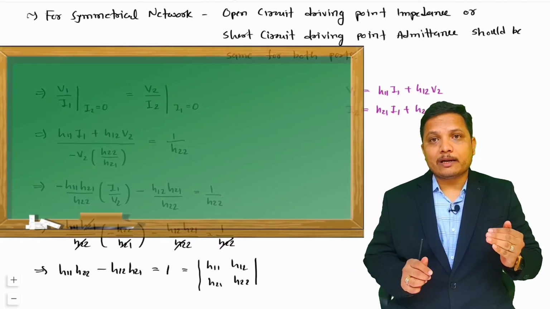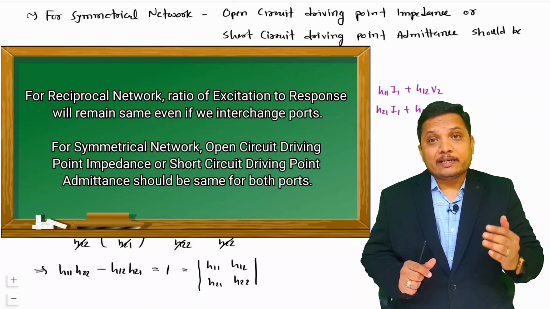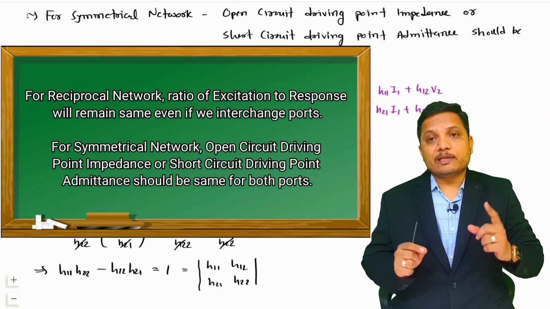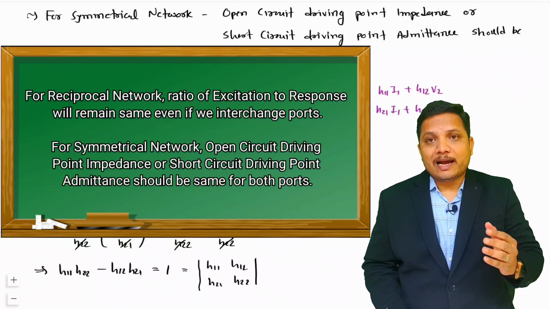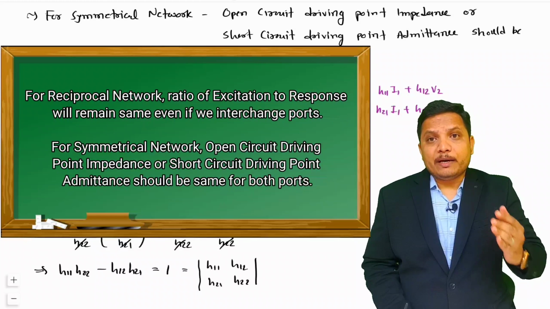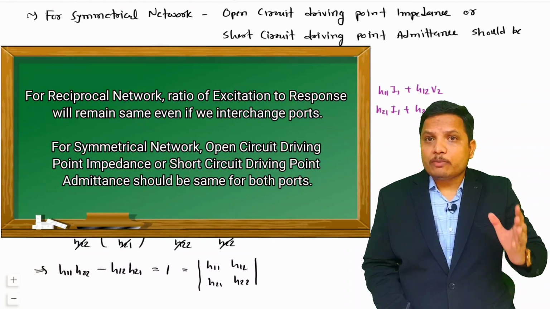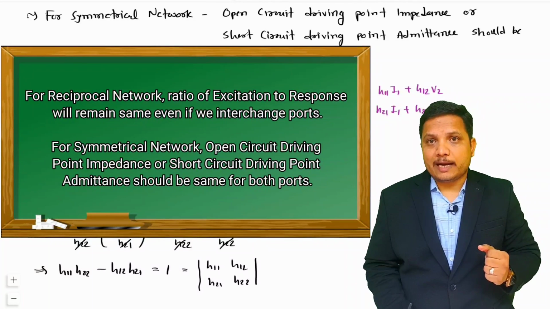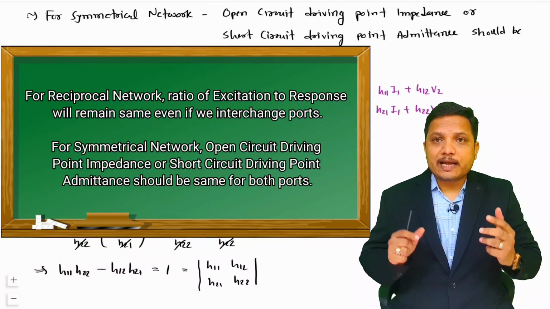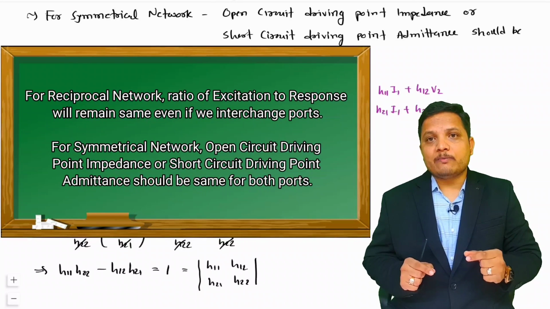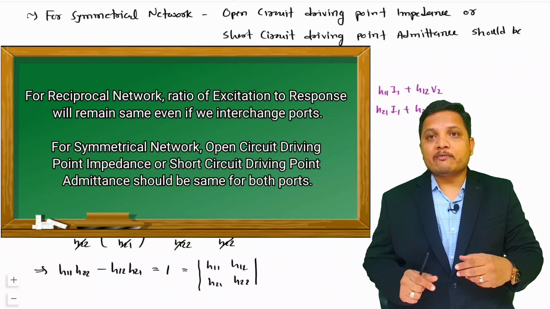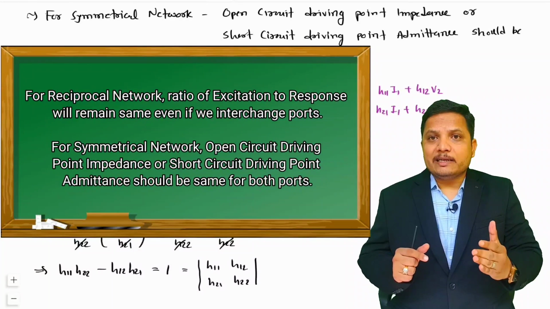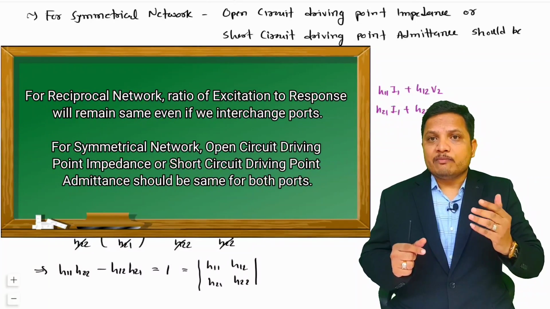For a reciprocal network, the ratio of excitation to response should remain the same even if you interchange ports. And for a symmetrical network, you should know that the driving point impedance should be the same for both of the ports, or the driving point admittance should be the same for both of the ports, right? So these are the basic definitions that you should know to derive reciprocal and symmetrical networks for any parameter. In the next video, I'll be explaining symmetricity and reciprocity using ABCD parameters.